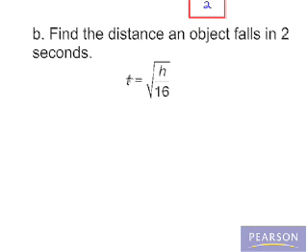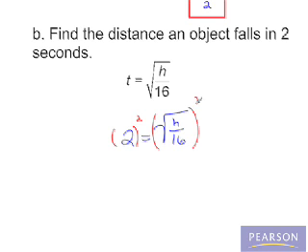So with Part B, again, here is our formula, t equals the square root of h over 16. In this problem, we're given the time t is 2, and we want to solve for h. So we'll substitute 2 for t, and we want to solve this equation for h. So we have 2 equals the square root of h over 16. We will go ahead and square both sides of this equation, raise both sides to the second power.